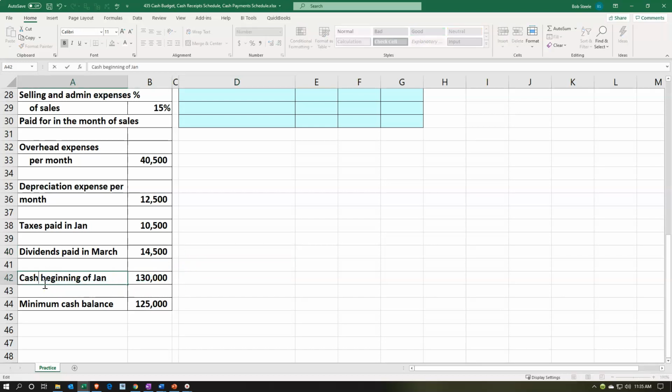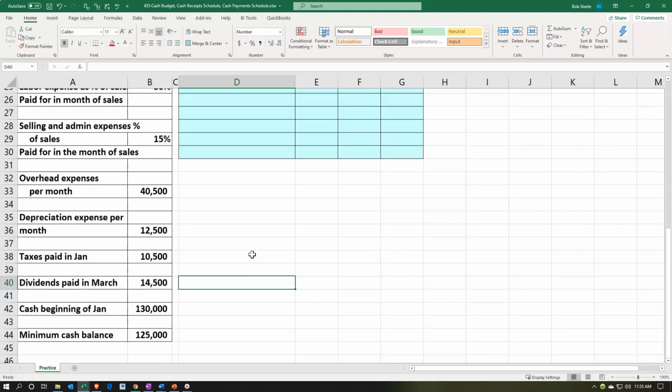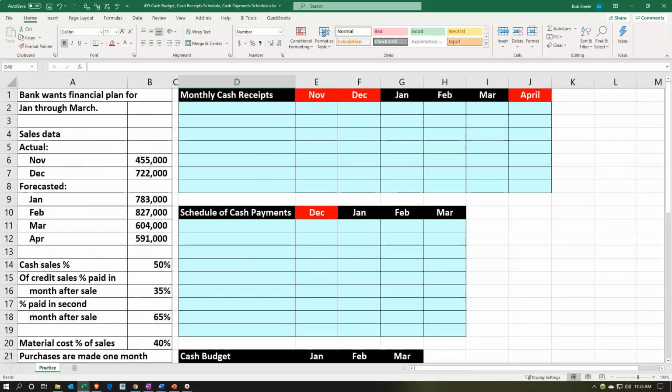Then we have the cash beginning balance. Cash beginning balance for January is $130,000. The minimum cash balance we want is $125,000. That means that we want to have that minimum balance in the bank account. Even if we dip under it, we'll take out a line of credit in order to pull us back up to that minimum amount.